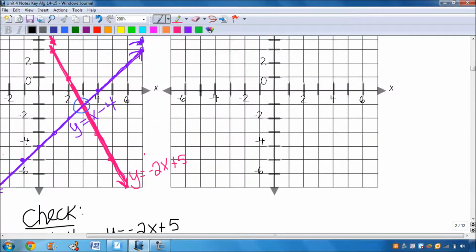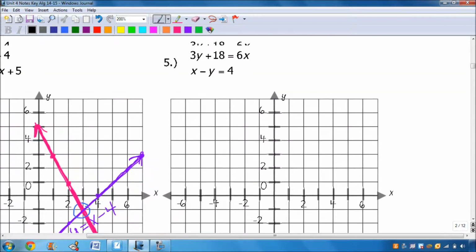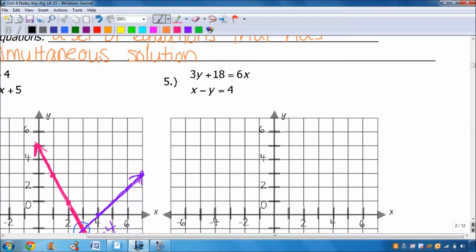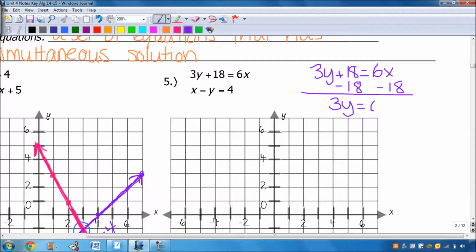Now let's take a look at question number 5. The first thing that you need to do is make sure that you isolate the y in both equations. So let's isolate the y in the first equation. The equation is 3y plus 18 equals 6x. So I'm going to subtract 18 from both sides, and I end up getting 3y equals 6x minus 18. Divide both sides by 3, and your equation is y equals 2x minus 6.